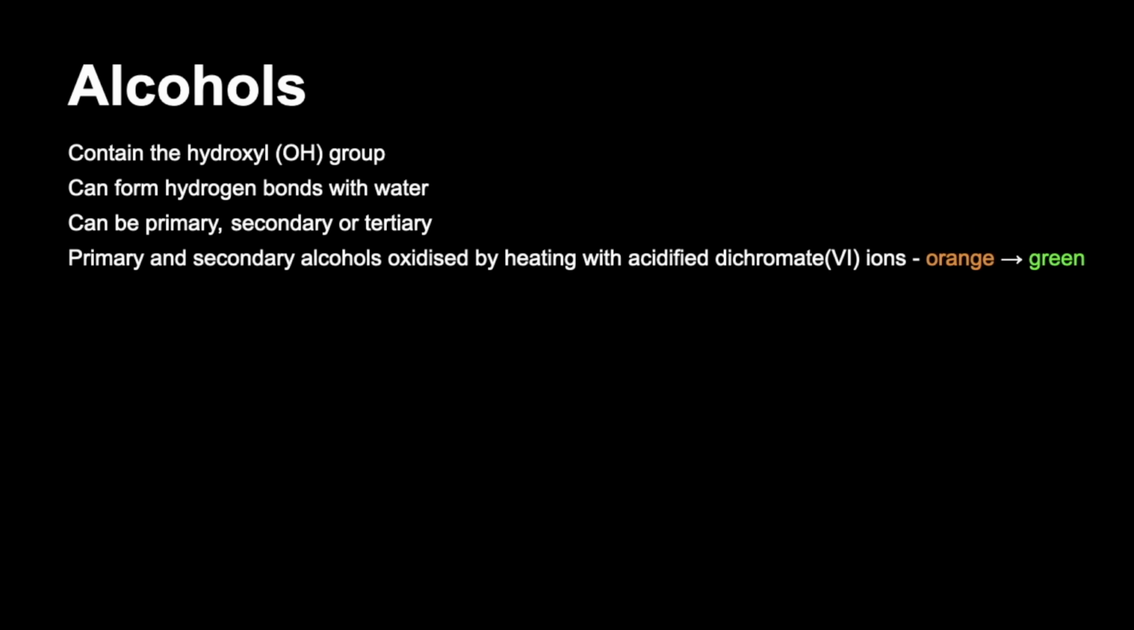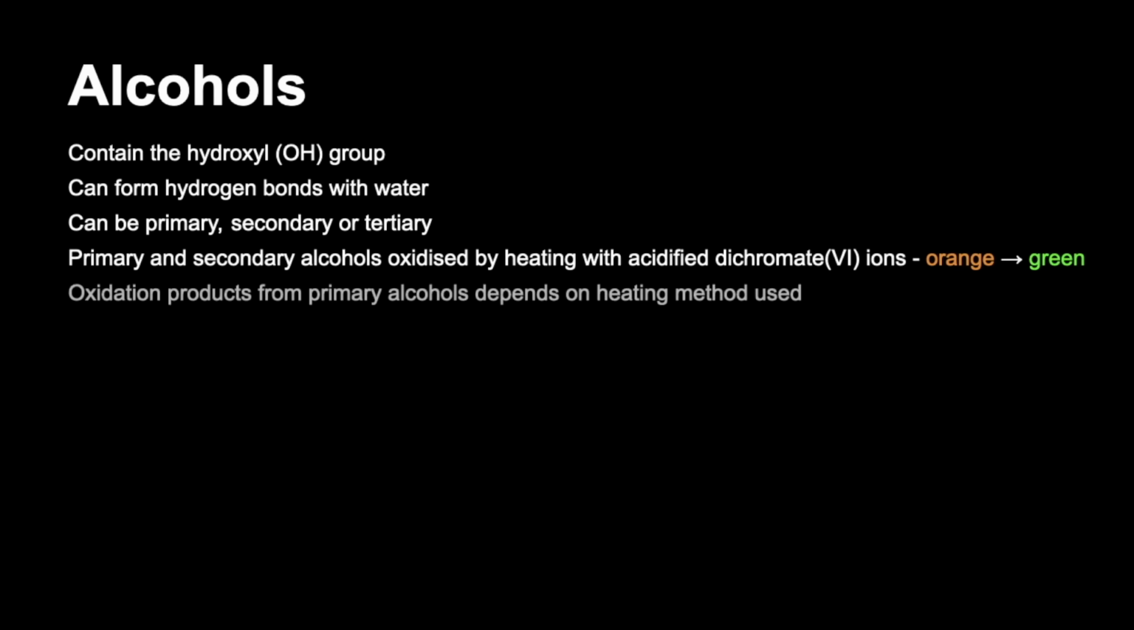Primary and secondary alcohols can be oxidized by heating with acidified dichromate(VI) ions. Don't forget the acidified, and the colour change for that reaction is orange to green. The oxidation products from the primary alcohol's oxidation depends on the heating method used. So if you heat by distillation, basically you're taking the aldehyde product away from the oxidizing agent and you end up with just the aldehyde.